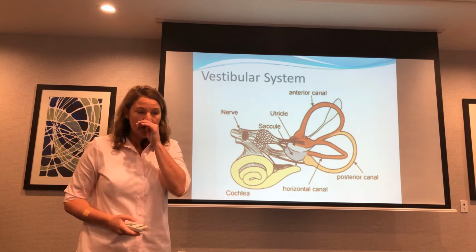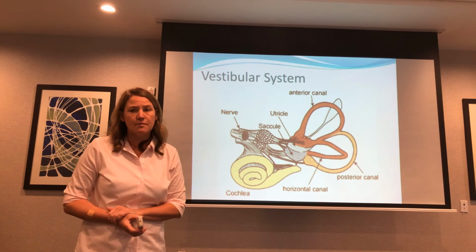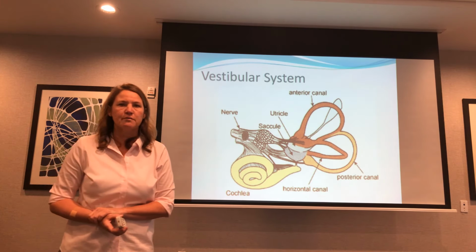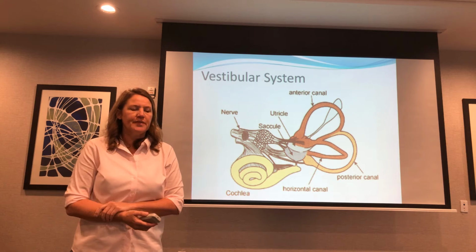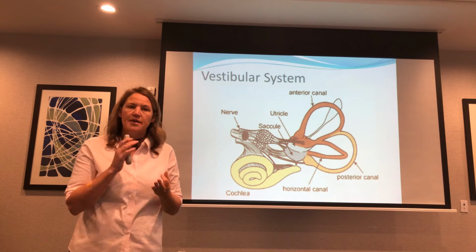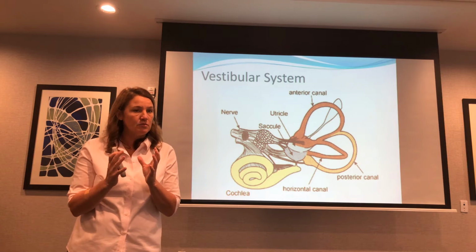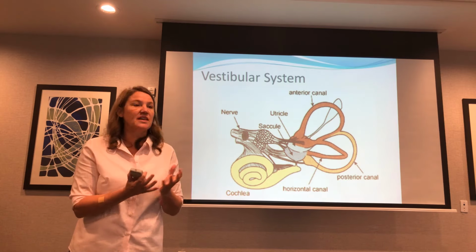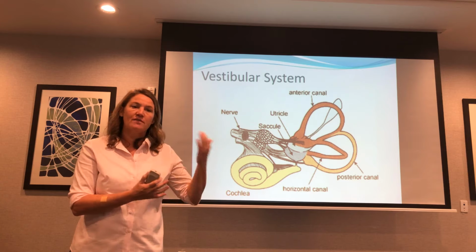Okay, so let's look at each one of these separately. Let's briefly talk about the vestibular system, and then tomorrow I'll go into much more detail. So all of these, your vision, your vestibular, your somatosensory, they all have a peripheral component, which is the data collection area, and then you have a central component.